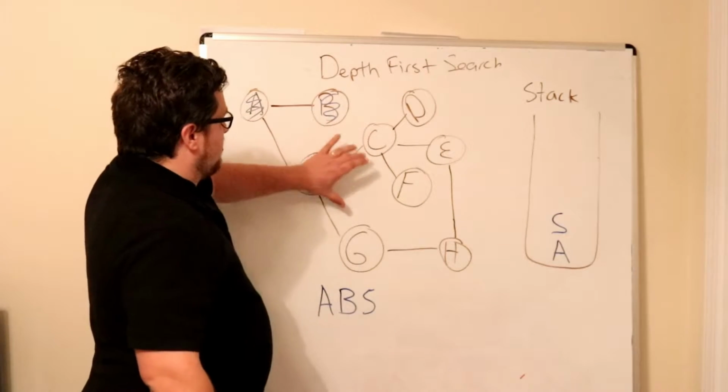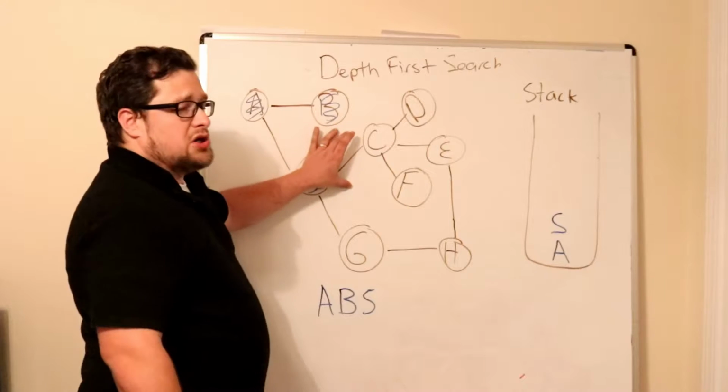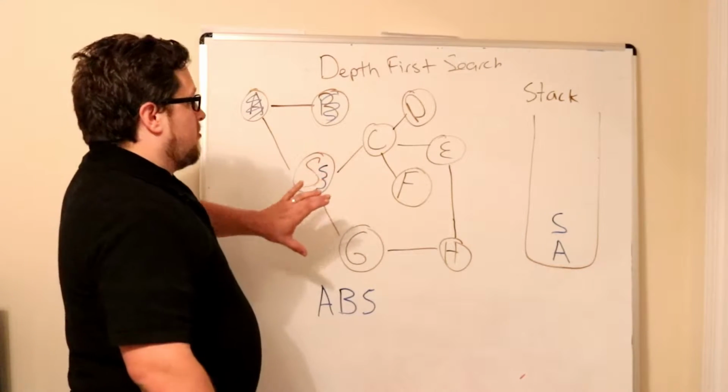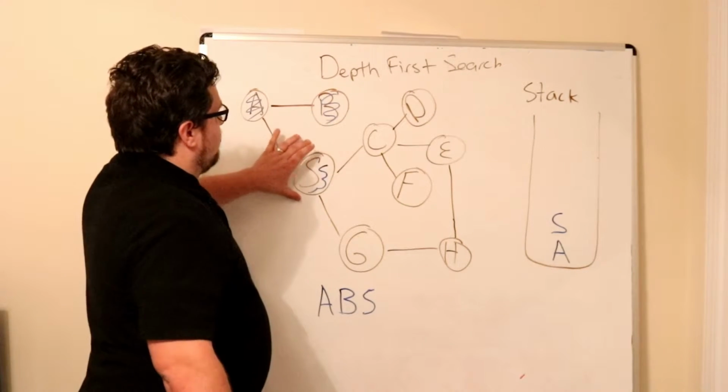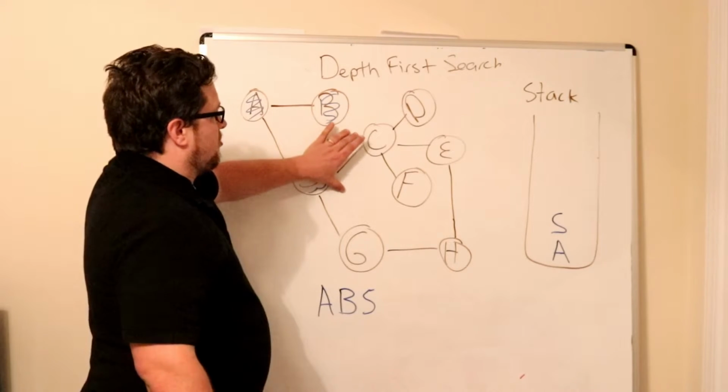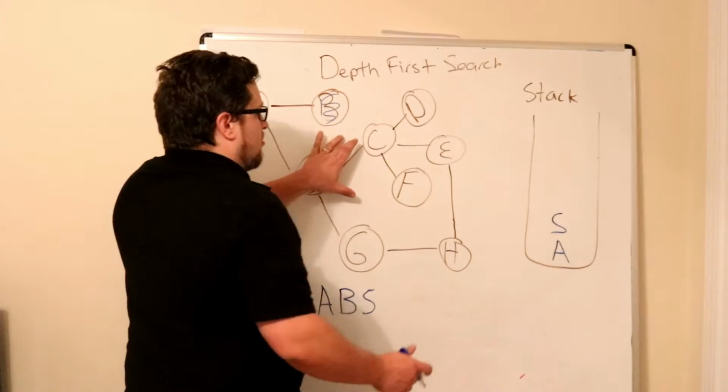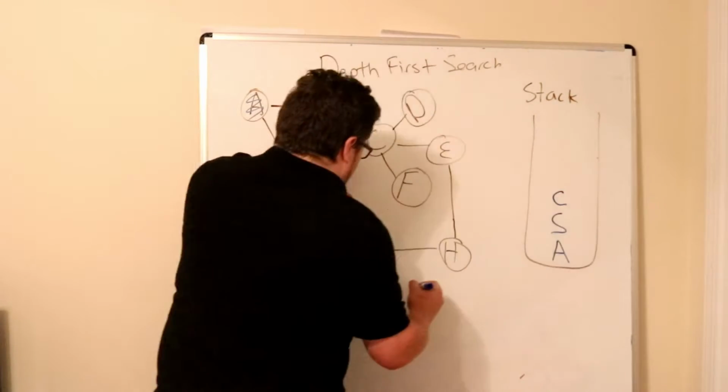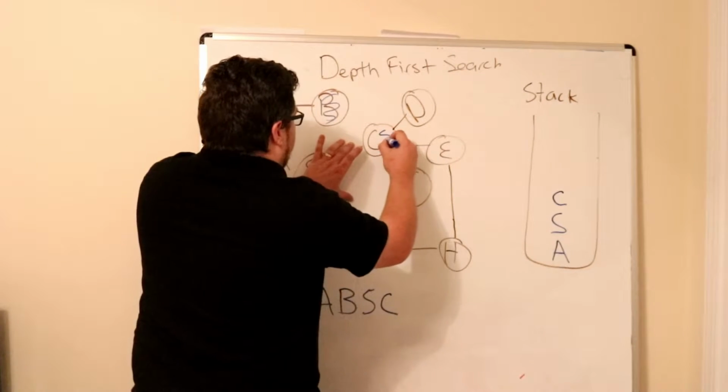Now S has C and G attached to it. The direction doesn't matter unless there's additional criteria. So in this case, let's just pick C. We're going to push C onto the stack, add C here, and mark that as visited.